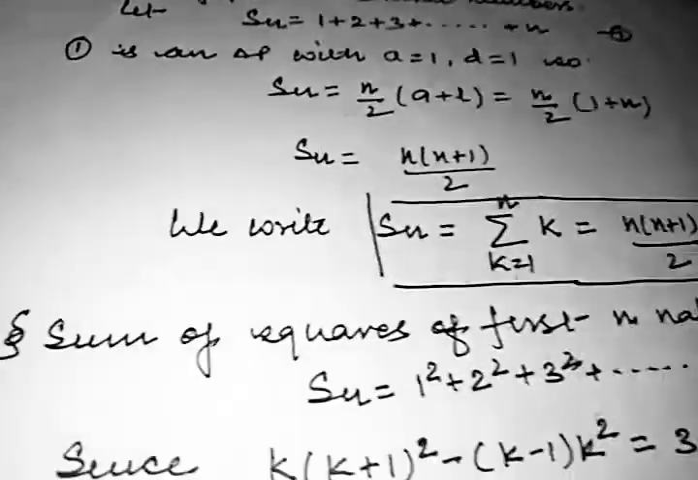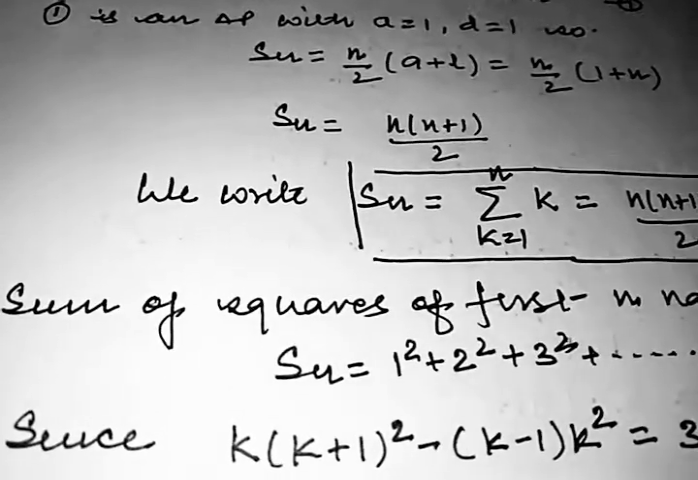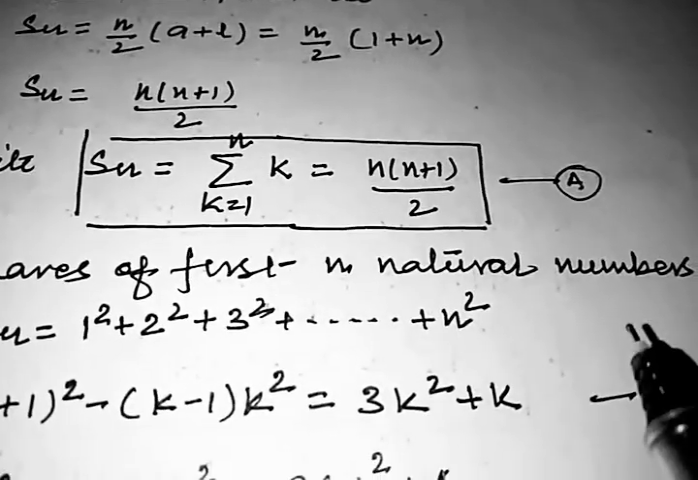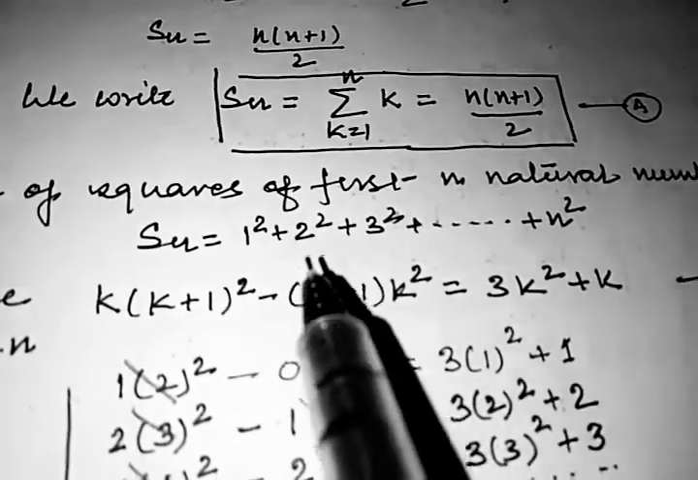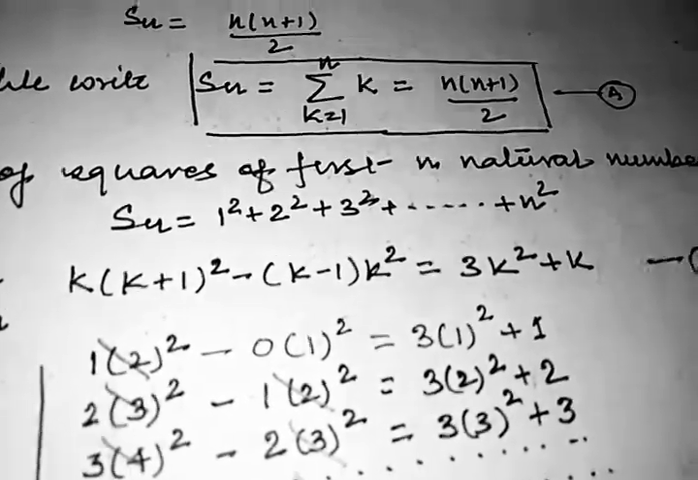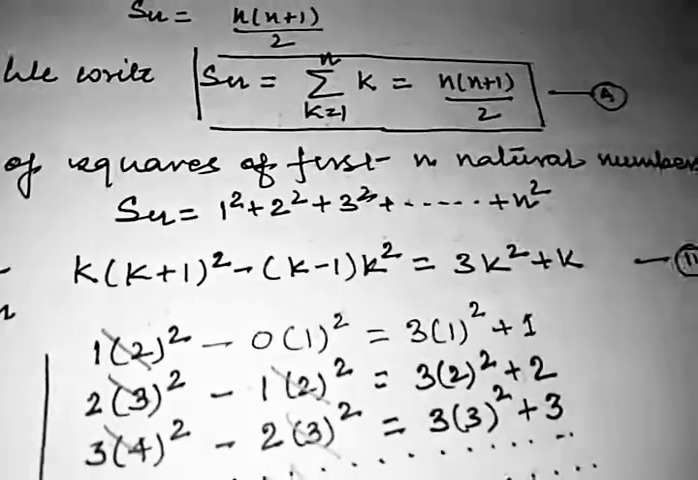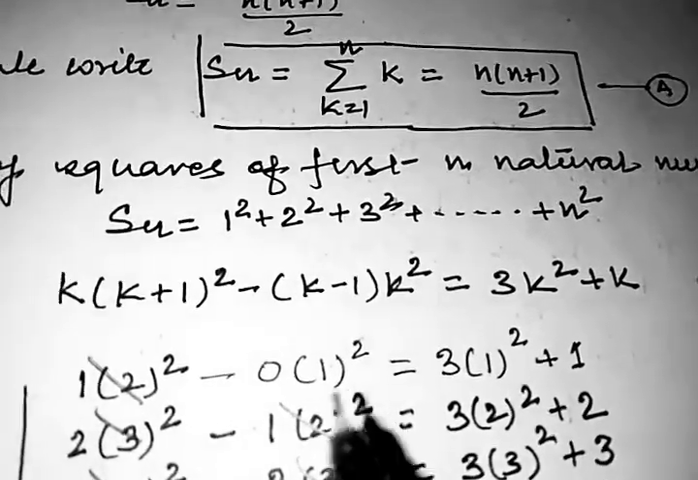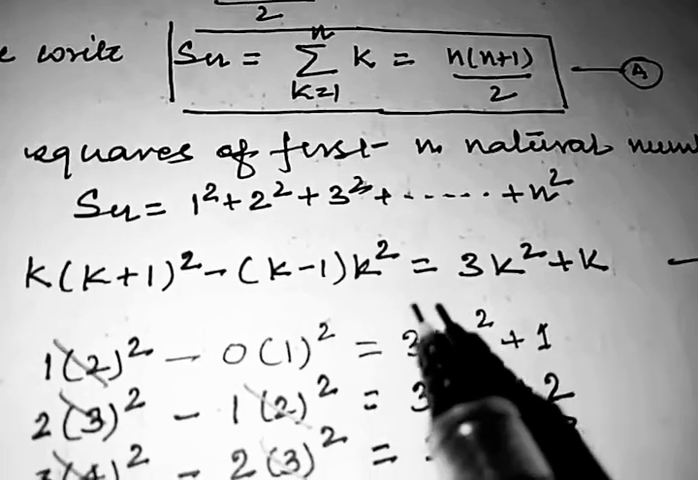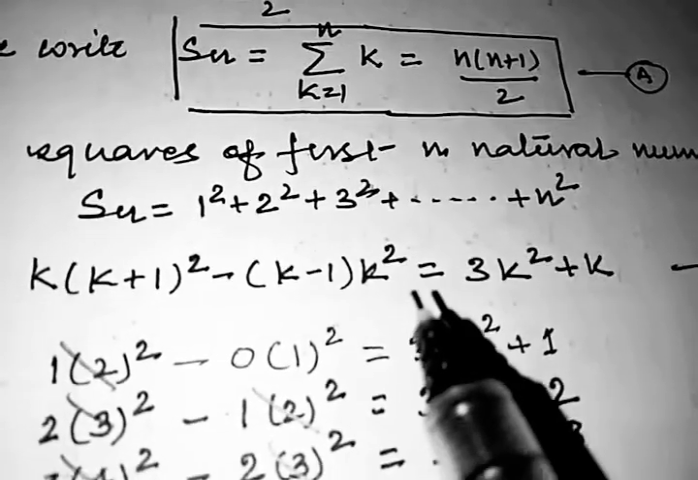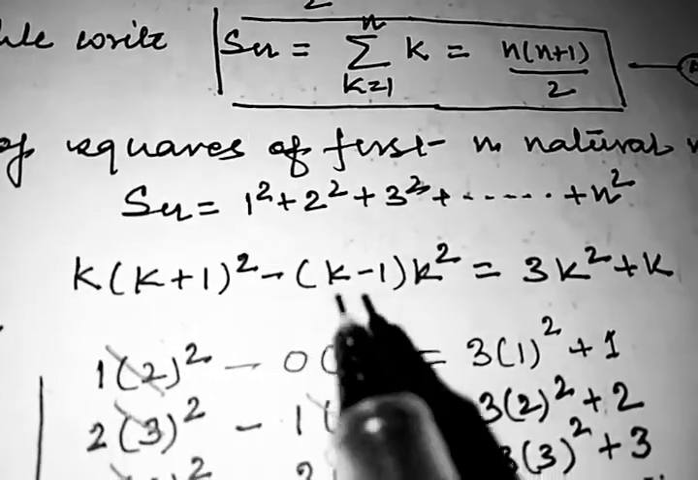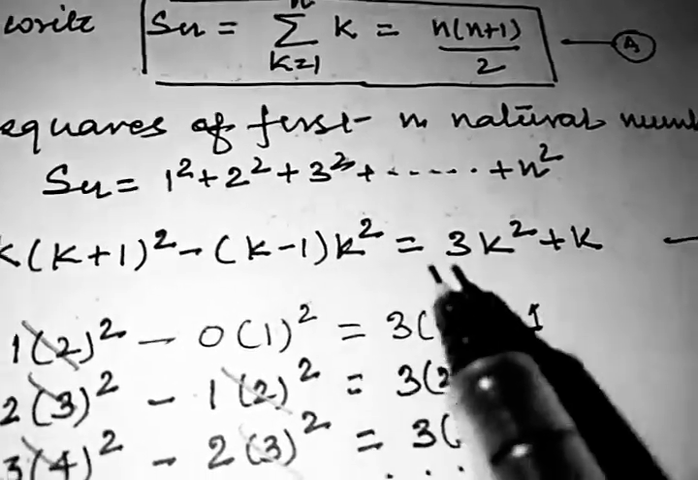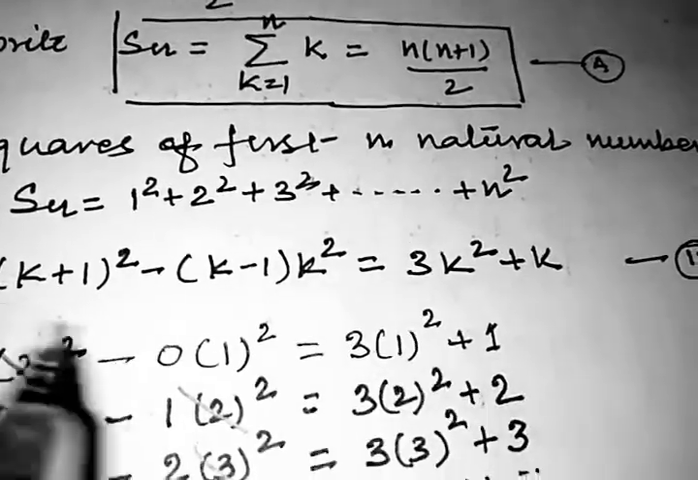Okay, so next one is the sum of squares of first n natural numbers. This is your second one. Sn is equal to 1 square, 2 square, 3 square up till n square. Here we'll use an identity involving the square of these terms. We are using this one: (k plus 1) cube minus (k minus 1) cube is equal to 3k square plus 1, and this is true.